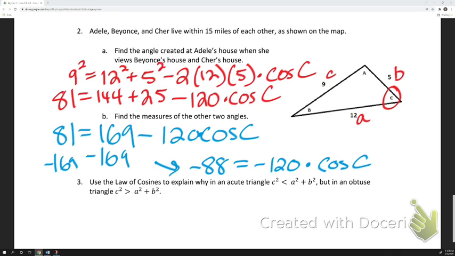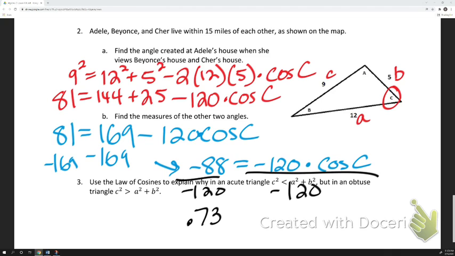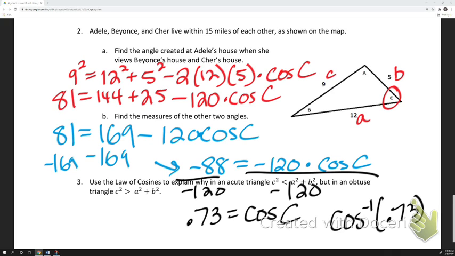Kind of. What should I do to get the cosine of c by itself? Divide both sides by 120. And it's negative 120, so this will get rid of our negative problem, right? Because a negative divided by a negative is positive. And now we've got a decimal. Okay, we've got 0.73 repeating equals the cosine of capital C. And we've done this before. How do I get C alone? Inverse cosine. So in our calculators, we're going to take the inverse cosine of this decimal to get the first angle. Wow. What? 43 degrees. And that's just angle C. Correct.